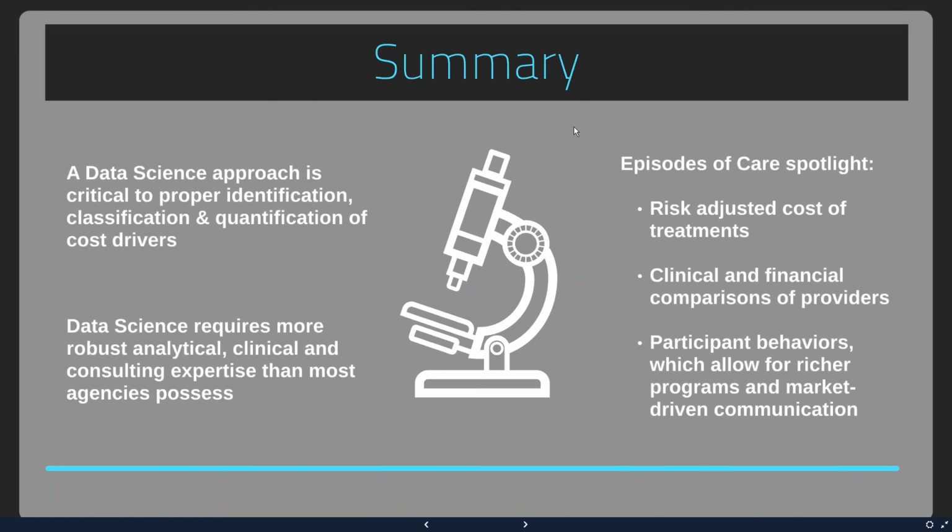And so just a quick summary here. In short, we seek to, here at BSGA, dive a little bit deeper into the data in order to have better informed decision making. That's really our main purpose here. We take an approach that is critical to proper identification, classification, and quantification of the cost drivers.